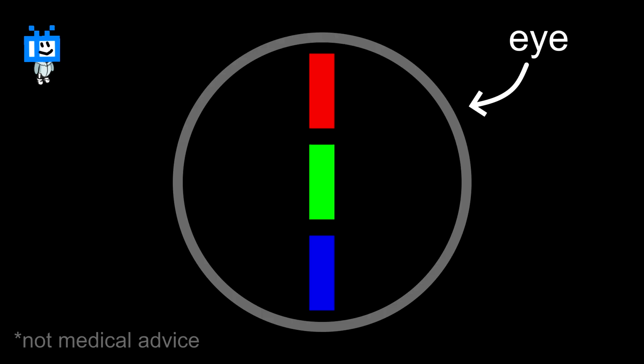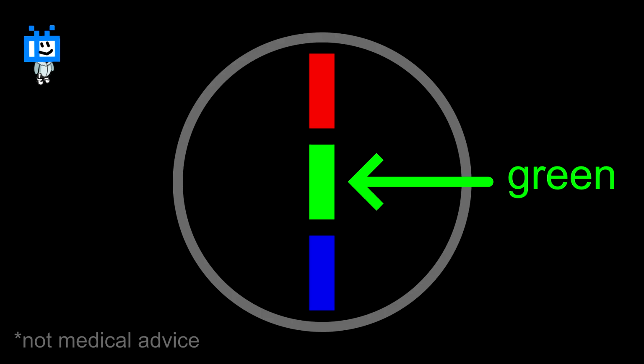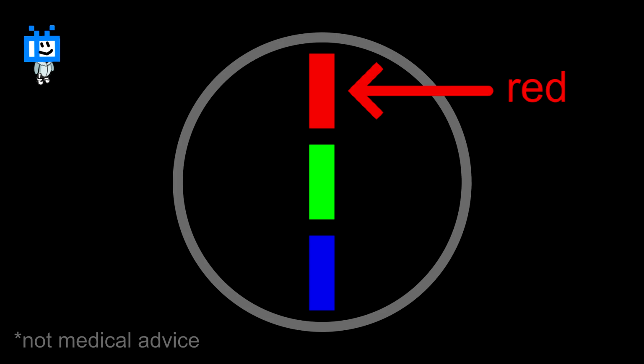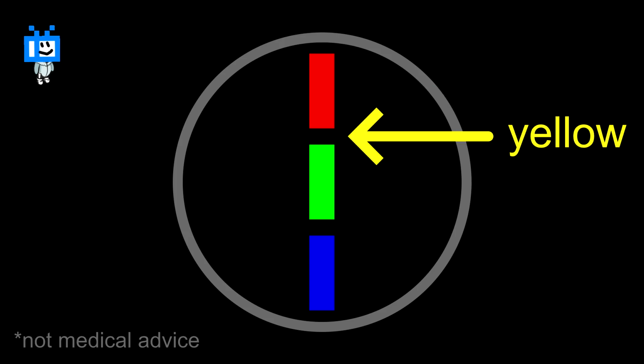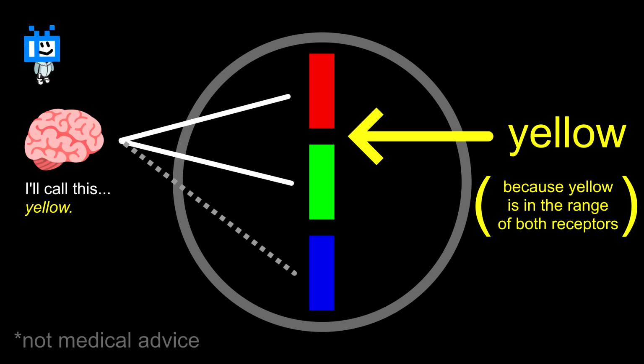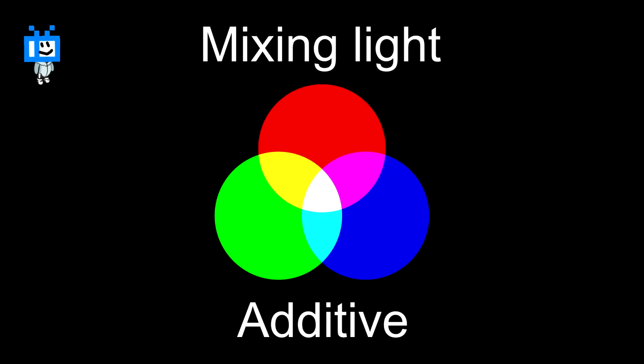But first, this is your eye. Probably. And these are your color receptors. Green light makes this one happy and red light makes this one happy. But yellow light makes both of them happy, which your brain believes is yellow. And this brings us nicely to mixing light, or additive mixing.